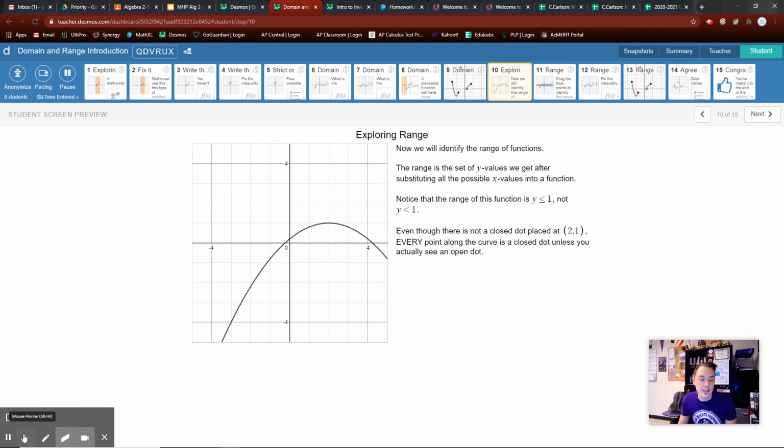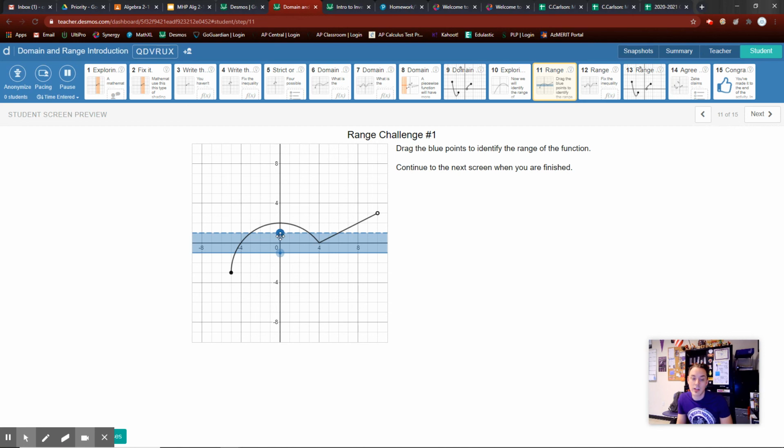And then this is the slide that I will end with you. Exploring range. Range is literally the exact same thing as domain, but instead of going left to right, we go bottoms up. Every point along the curve is a closed dot unless you actually see an open dot. What does that mean? What is my range here? This is a solid line, so I need to make sure I put it right here. This is a dotted line. I need to make sure I put it right here.